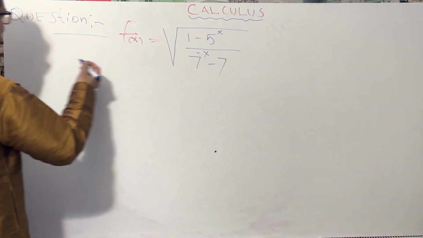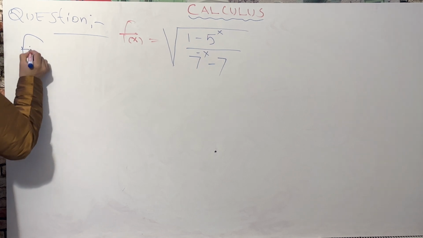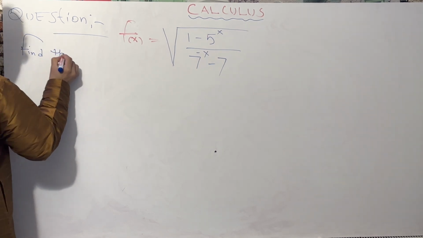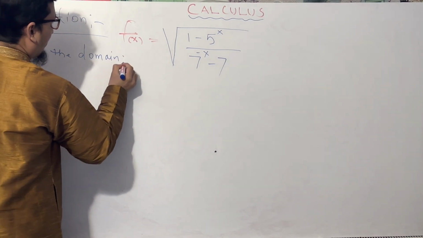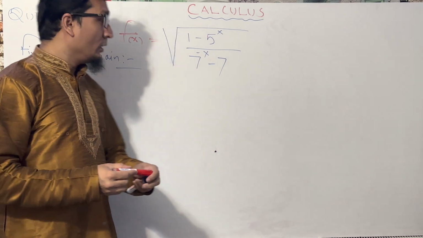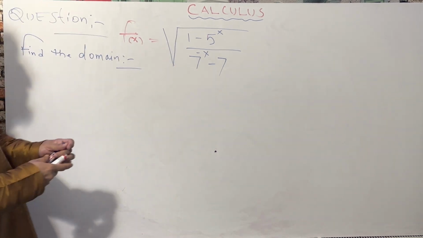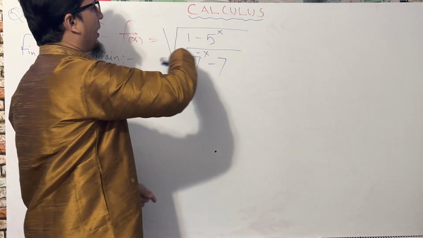You have to find the domain of this one. Find the domain, right? You have to find the domain here. Okay. So as you can see that this function is written in a square root, right?